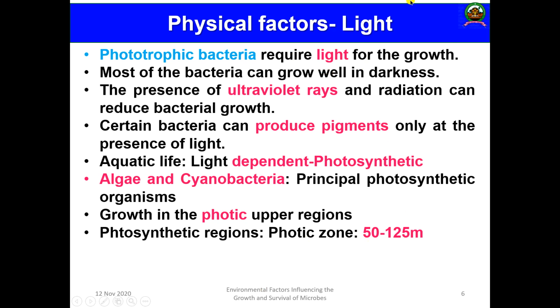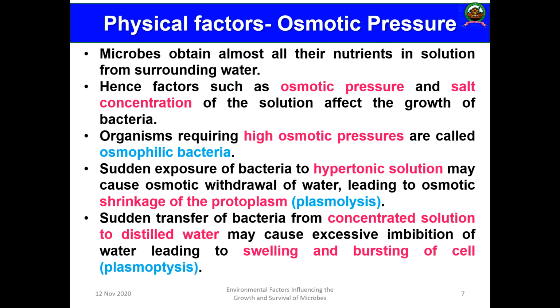So this is the role that light provides. Now I hope you understood why light is a very, very important parameter. Without light they cannot produce their own food material. That is the main thing. Next one is osmotic pressure.